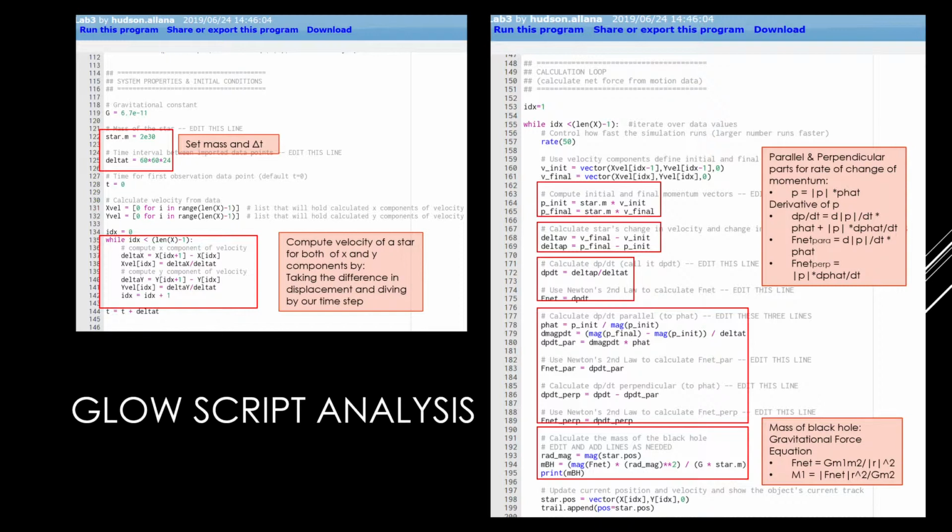In the second screenshot, you can see that we use the momentum principle, the parallel and perpendicular parts for the rate of change of momentum, correlating to the highlighted red box. At the bottom, you can see that we computed the mass of the black hole using the gravitational force equation.